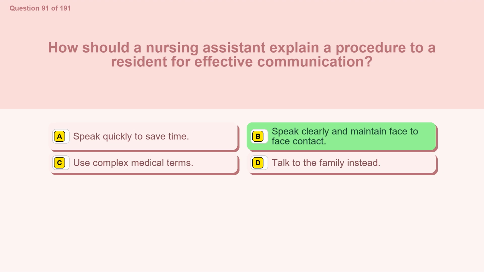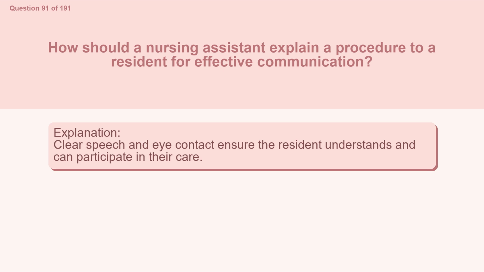The correct answer is option B. Speak clearly and maintain face-to-face contact. Clear speech and eye contact ensure the resident understands and can participate in their care.